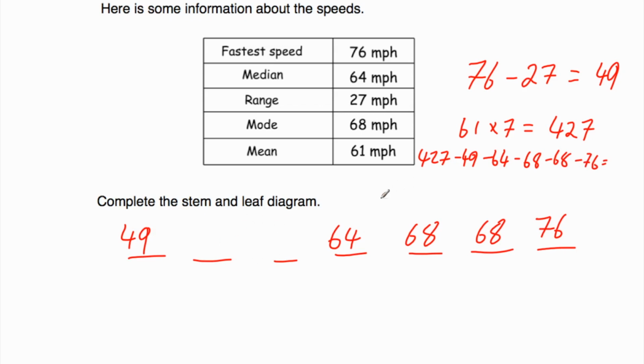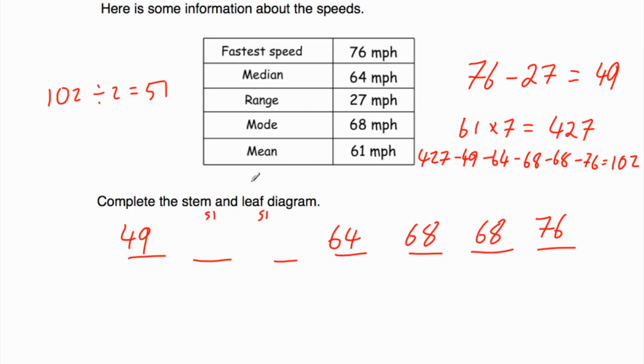So 427, take away 49, take away 64, take away 68, take away 68, take away 76, leaves us with 102. So that means that these 2 numbers, when we add them together, must be 102 because the whole lot has to add up together to give us 427. Now, I'm going to take my 102 and divide it by 2 just to see what we'd get. That would be 51 miles per hour. So one guess could be that this speed is 51 and this speed is 51.